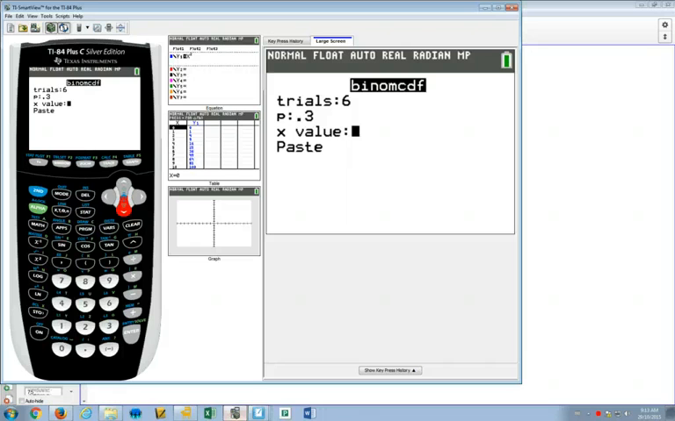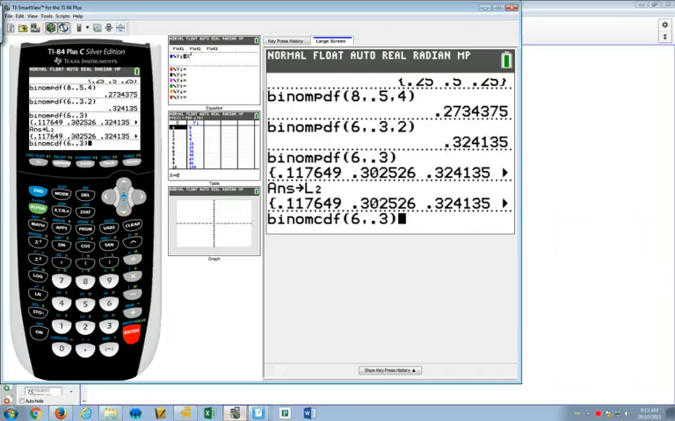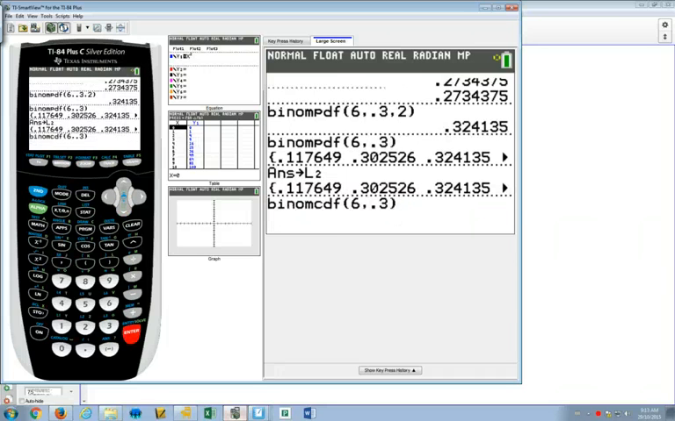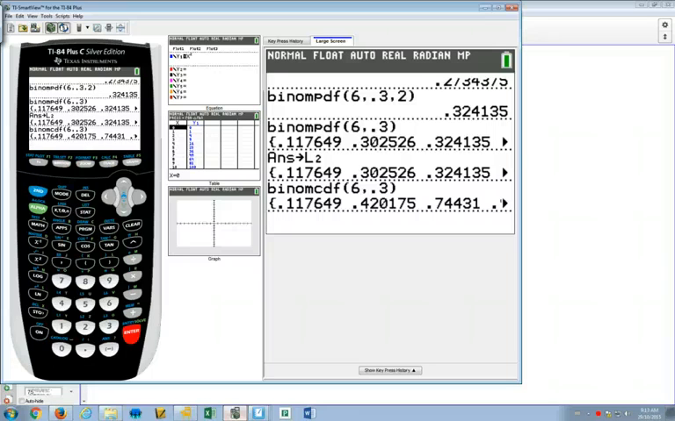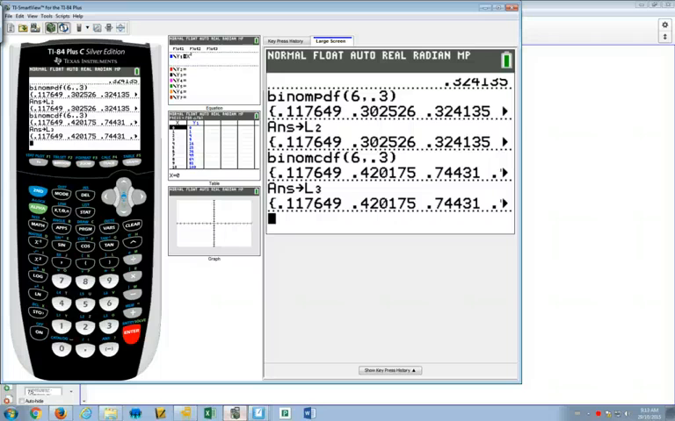If we leave it blank, it calculates them all. I'm going to leave it blank right now. I'm going to calculate all of them. And I'm going to store this into list 3, just so we can pair our list 2 to our list 3. Okay?